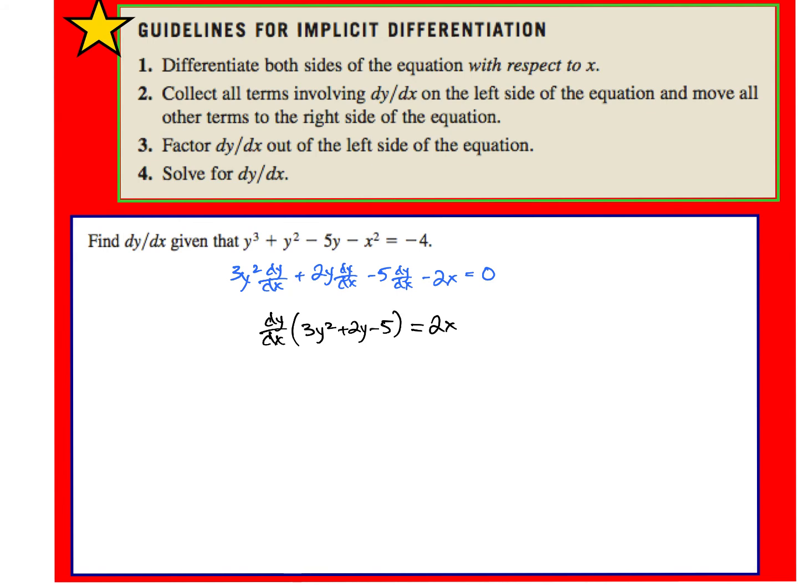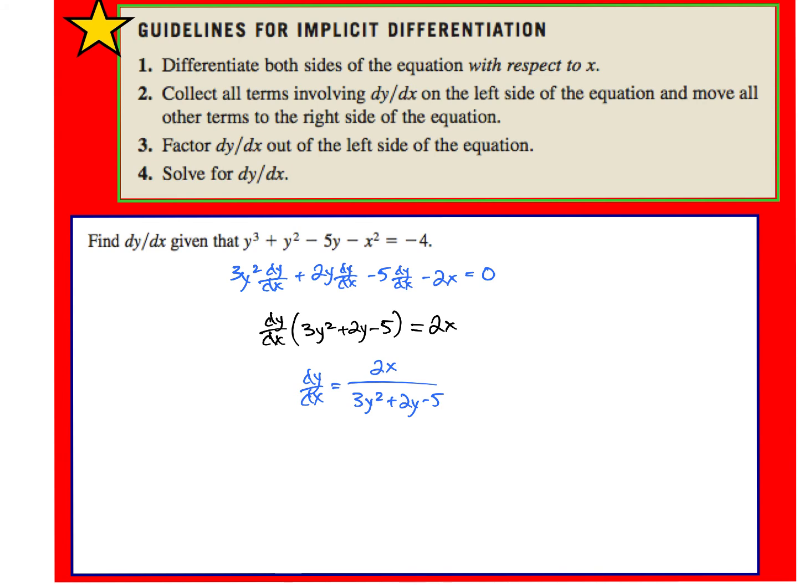And so let's solve for dy/dx. So what are we going to do? We're just going to divide by that quantity. So now I have dy/dx is equal to 2x over 3y squared plus 2y minus 5. Can you factor 3y squared plus 2y minus 5? I don't care to. Maybe. But it's good right there.